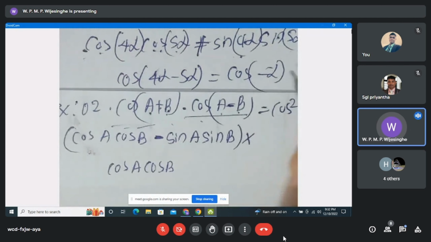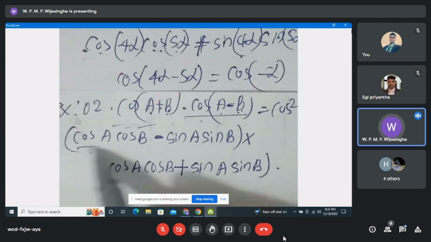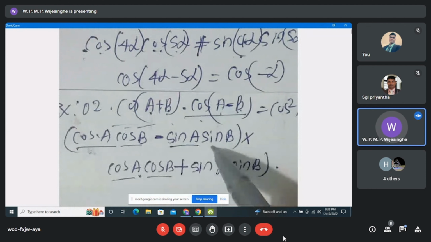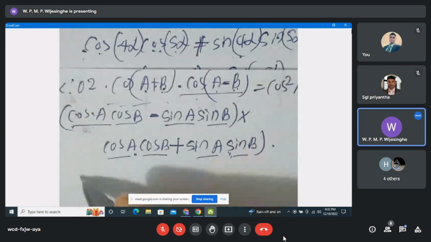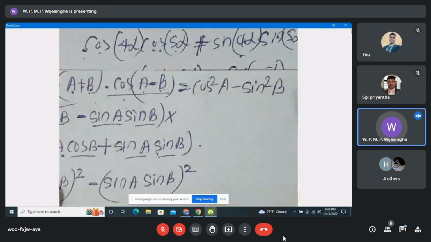If it is negative here, it should be positive here. Then sin first angle A, second sin B. Here also, cos A cos B, cos A cos B. These terms are equal. Here sin A sin B, sin A sin B. These two terms are also the same. Then you can write (cos A cos B) squared minus (sin A sin B) squared. Then on the right hand side, cos square A, sin square B, right?